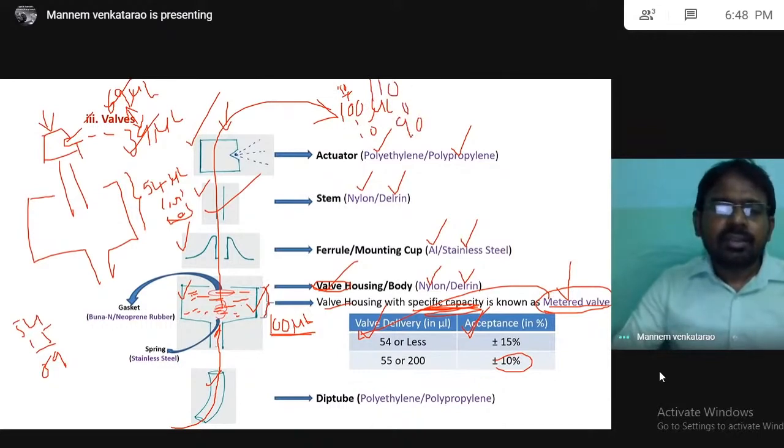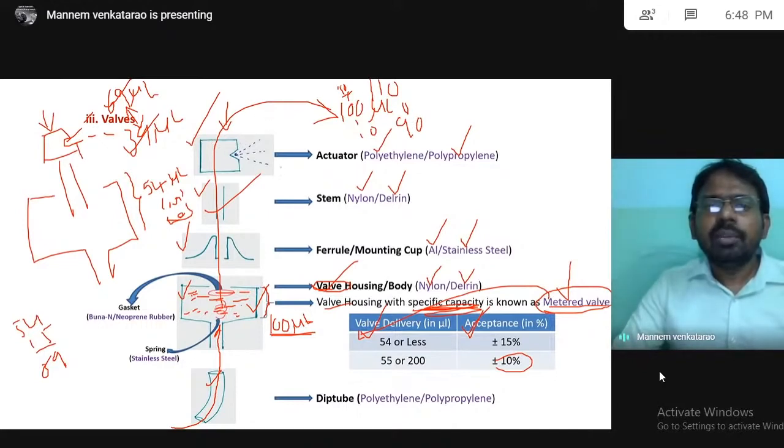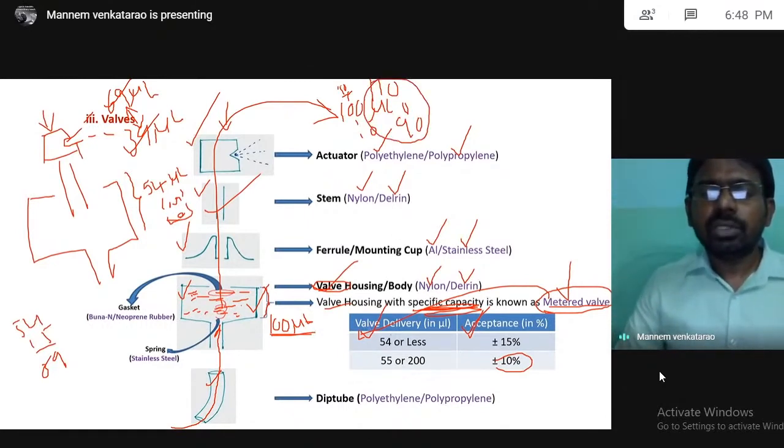So this chamber accommodates 100 microliter, meaning not accurately 100 microliter. It can occupy either 110 microliter or 90 microliter. Upon activation, it can deliver anywhere between 90 and 110 microliter. That's why this allowance, this variation, is accepted. That's why this was a 2019 question. So this is the metered value delivery in microliter and the percentage of variation accepted.